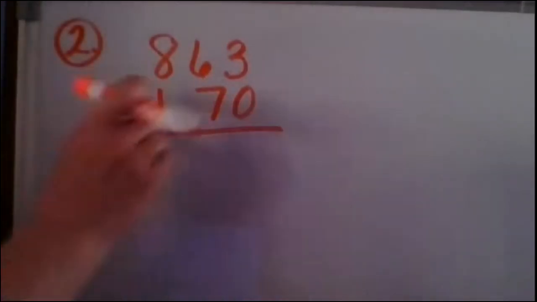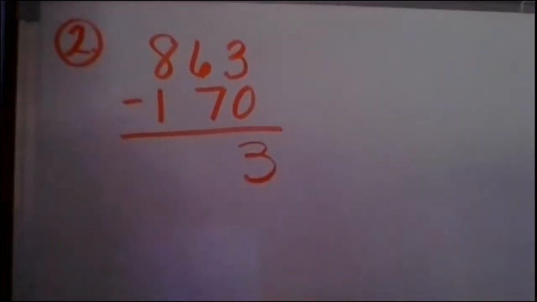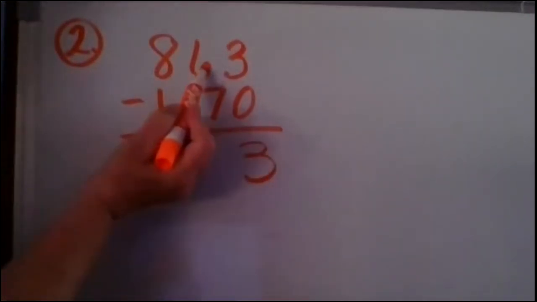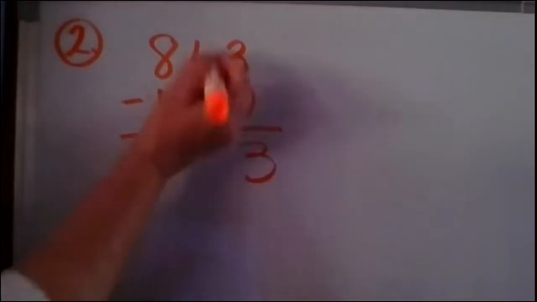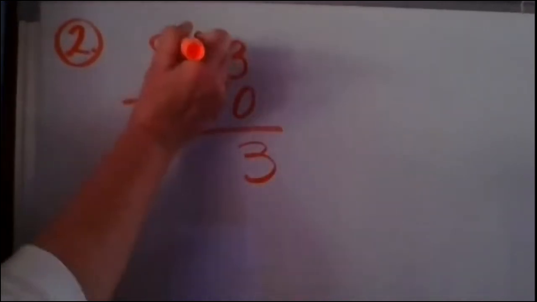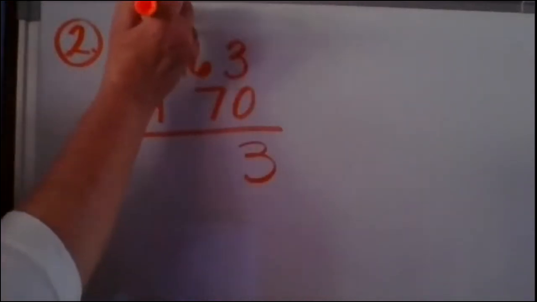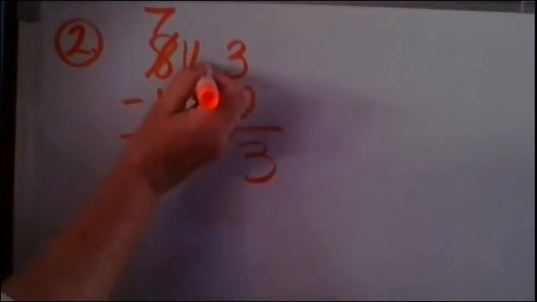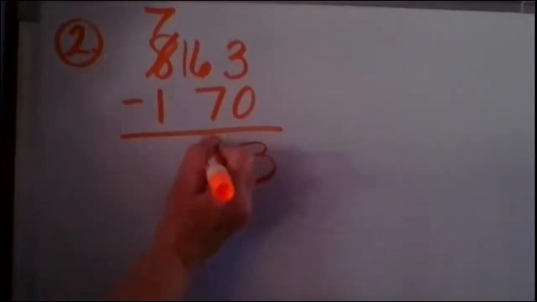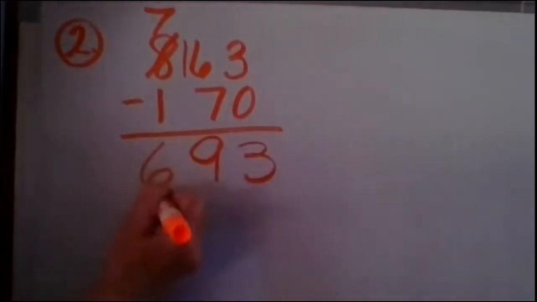So what is 3 take away 0? That is correct, it is 3. Can we subtract 6 take away 7? Is there more on the floor? That's right, we go next door and we regroup. So 6 becomes 16, 800s go down to 7. Now we can finish our subtraction. 16 take away 7 equals 9, and 7 take away 1 equals 6.